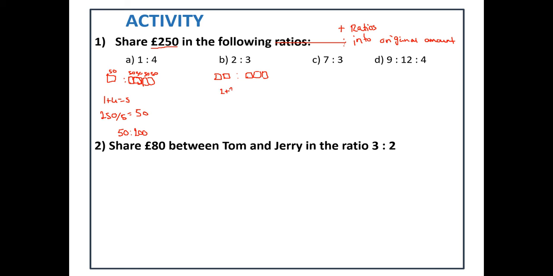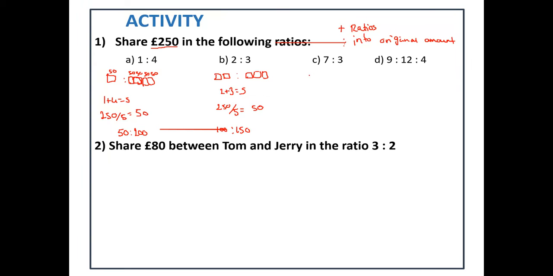So first of all, we add our ratio. So 2 plus 3 gives us 5. And we do 250 divided by 5, which gives us an answer of 50. That means that each box gives us 50. So for the first one, it will be 50 times by 2, which is 100. And the second one will be 50 times by 3, which gives us 150. So it'd be 100 to 150.